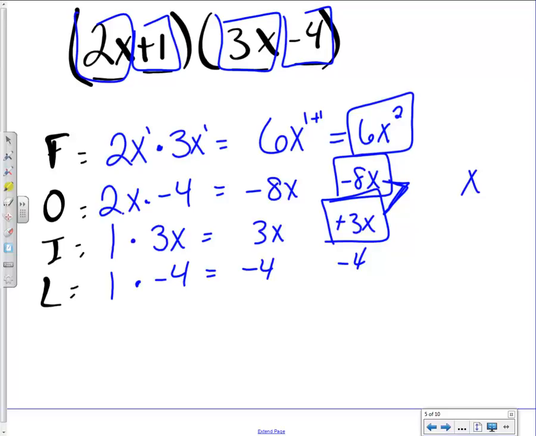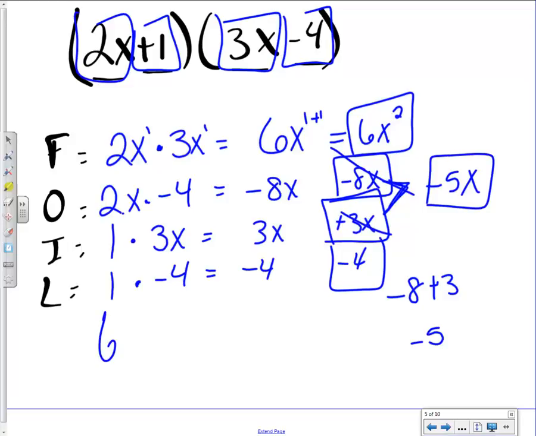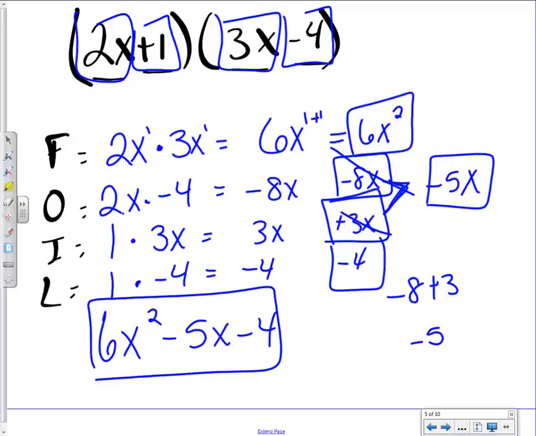So when I combine these two, here's what I have. Negative 8 plus 3. Signs are different. Subtract and take the sign of the bigger number. So these are gone, and now this is what I have. So I have 6x squared minus 5x minus 4. It's in descending order, x squared, x, and then just a number. None of those match, so this is my final answer.